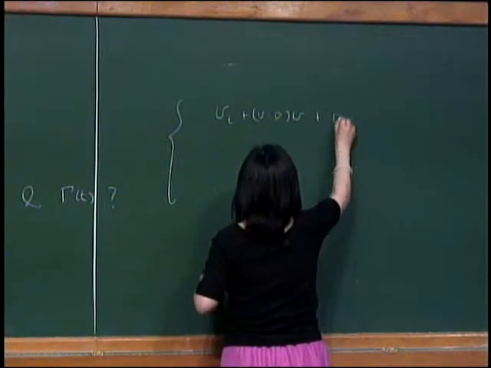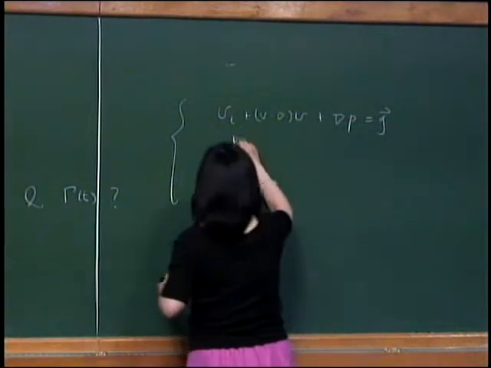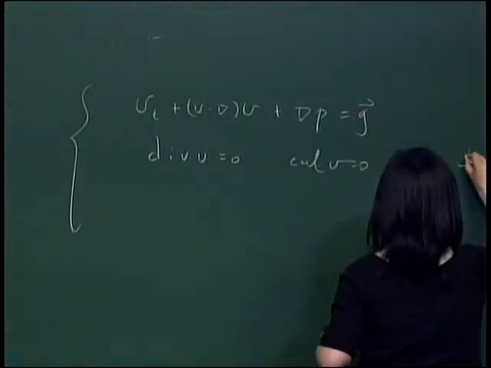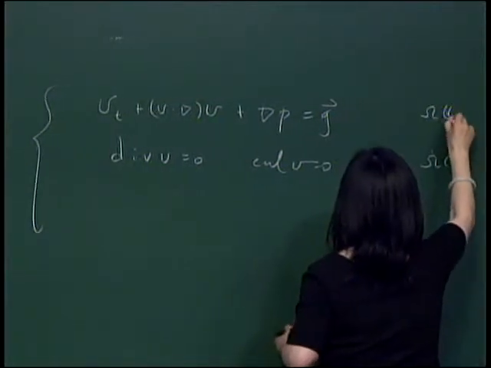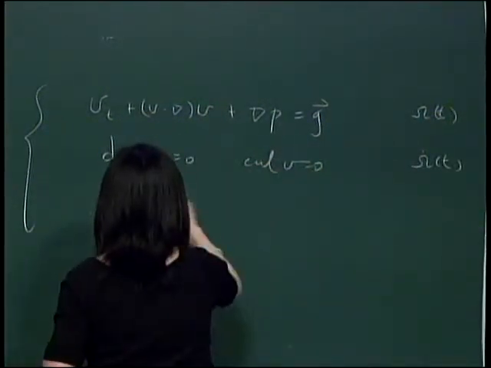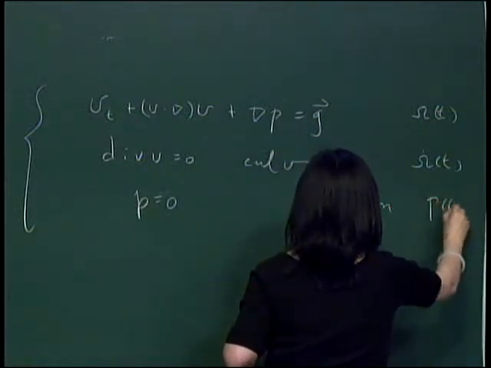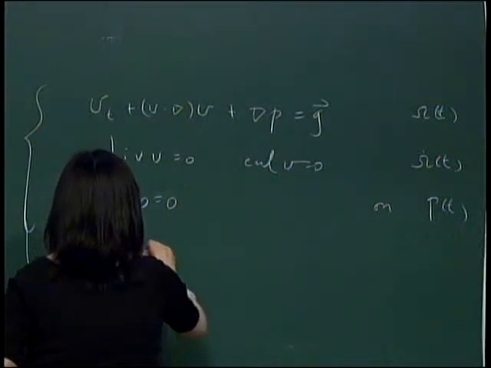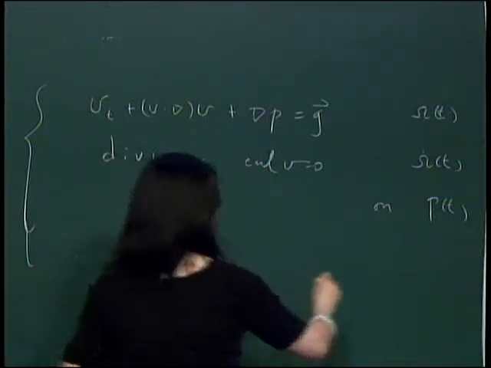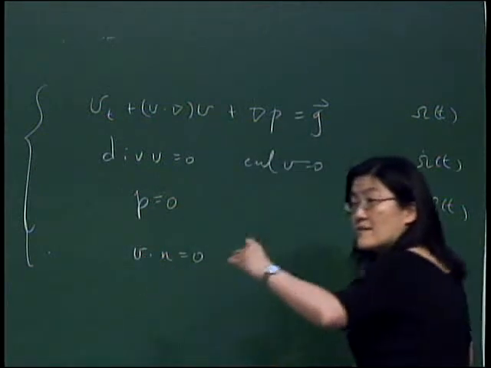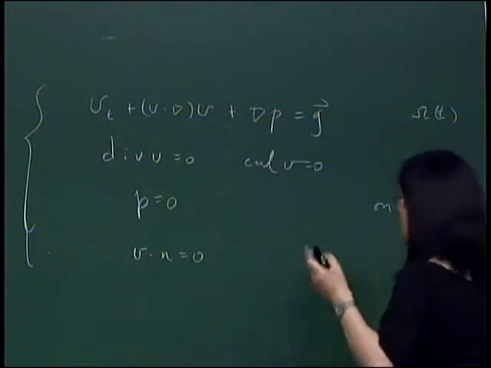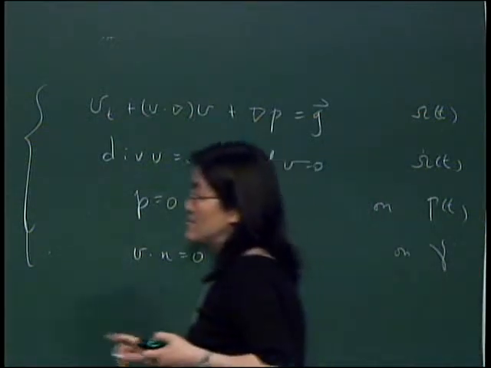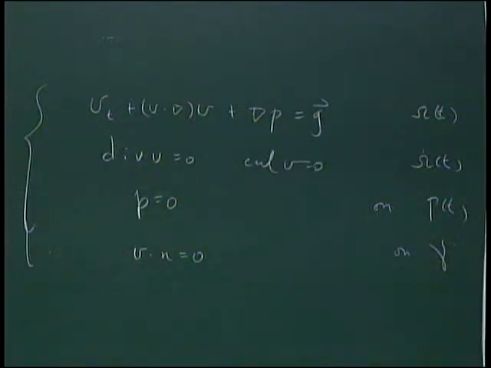Divergence is 0. Curl equals 0. This is in the fluid domain. And then I have pressure equal to 0 on Γ_t, which is the free surface. But on the fixed boundary, we know the velocity can slip, but it cannot go inside the fluid. So this is on Γ. That's the equation if you have a fixed boundary.